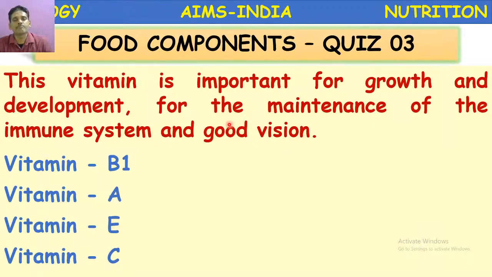Which vitamin is important for growth and development and maintains the immune system and good vision? Good vision is added here. Yes. Vitamin A. Vitamin A is the right answer. That is option B. Option B is a correct one. Next question.